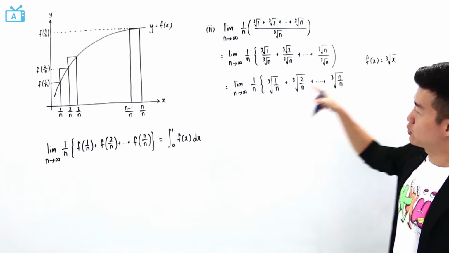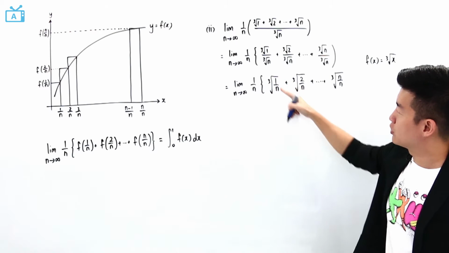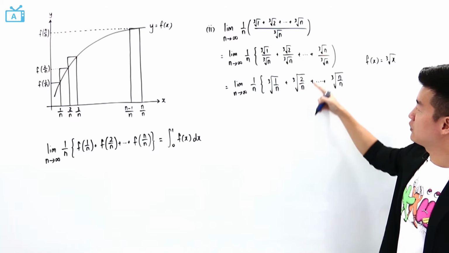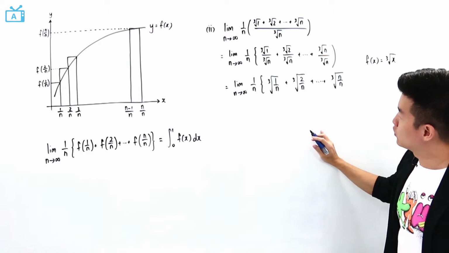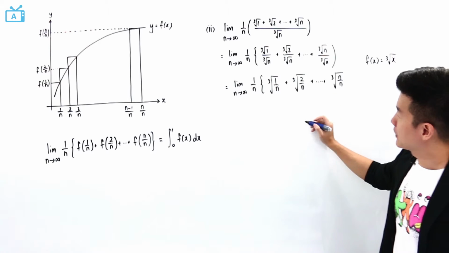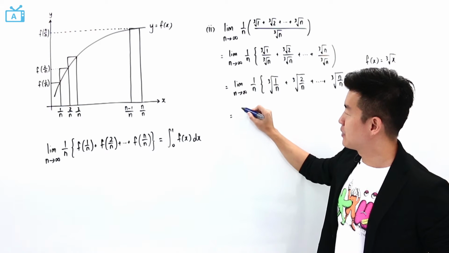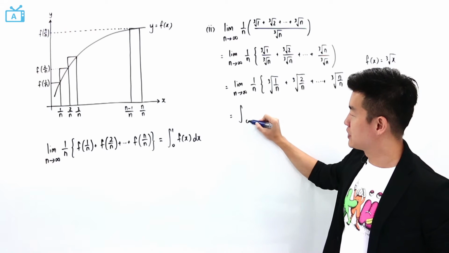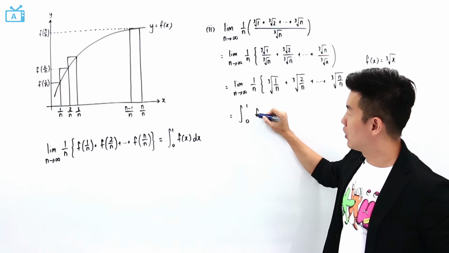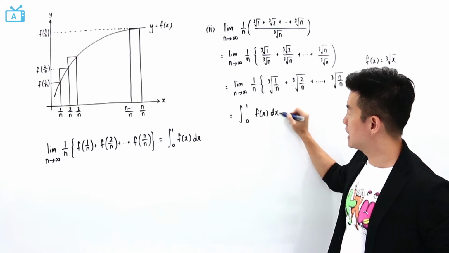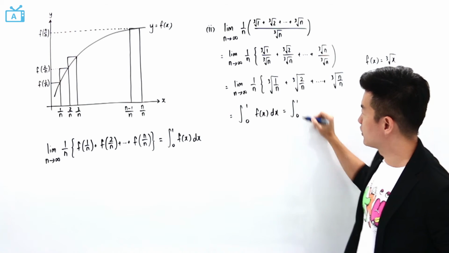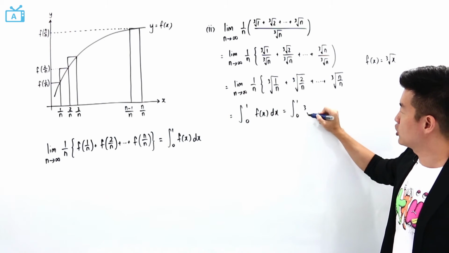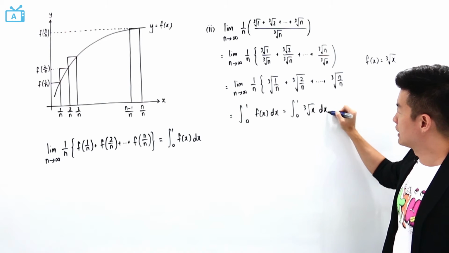So when x is equal to 1 over n, it is going to be cube root of 1 over n. And when x is equal to 2 over n, it is going to be cube root of 2 over n, and so on. Which means that now I know this can be approximated by integrating from 0 all the way to 1 of f(x) dx, which is actually integrating from 0 to 1 of cube root of x dx.